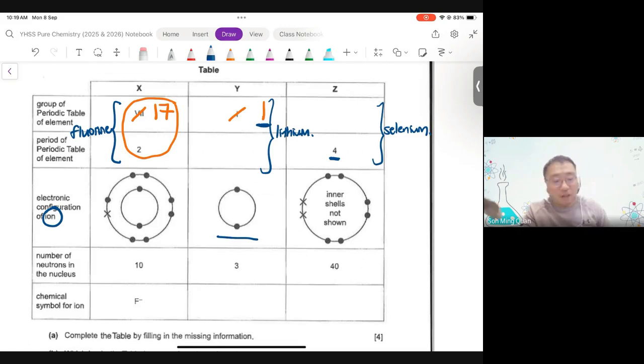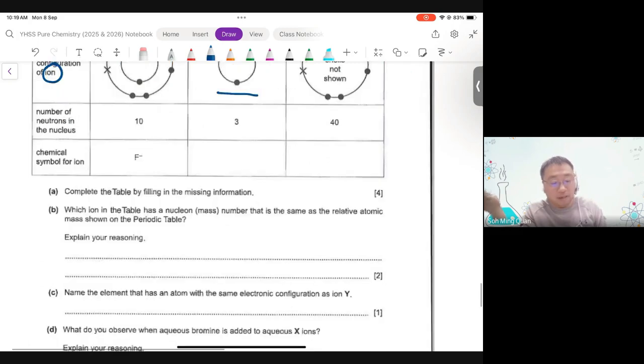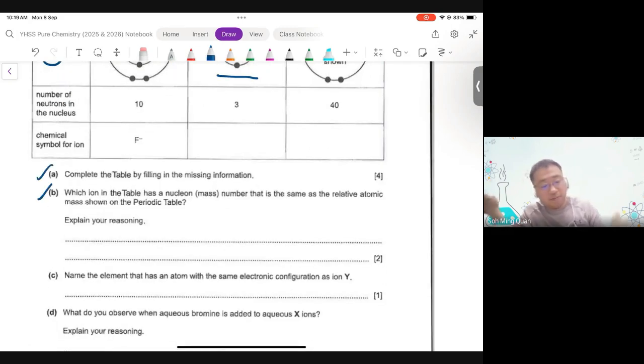Okay. Now with that, you should probably be able to complete the table. You should probably be able to do B and C. You can't do D because you have not learned this chapter on periodic table. This one is not tested for the end of year, part D. But part A, B, C, you should be able to do it by now.